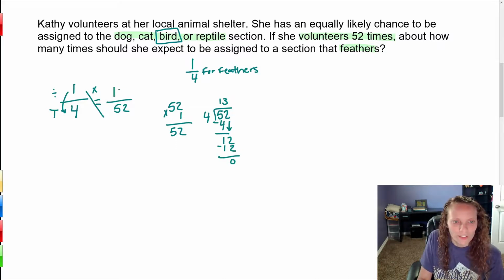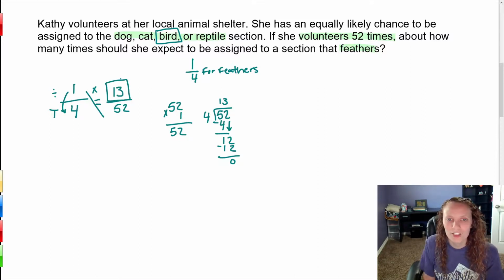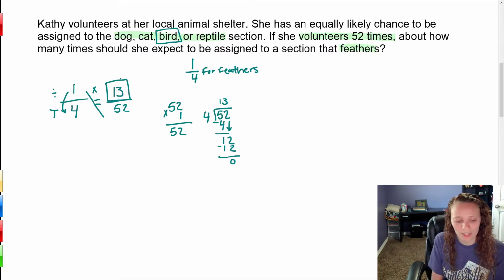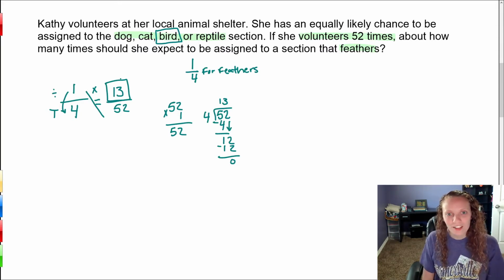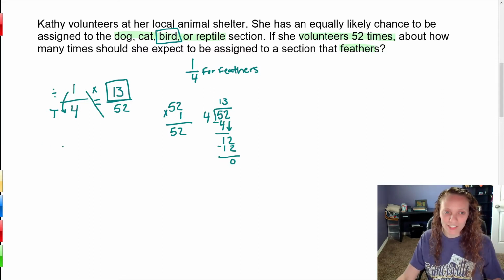So out of 52 times that she's going to volunteer, she could expect to be assigned to a bird section 13 of those times. Dogs, she should expect to go to the dog section 13 times, the cat section 13 times, the reptile section also 13 times. Each one has an equally likely chance, meaning she should get assigned to each one the same amount of times. Alright guys, that's predicting with probability.